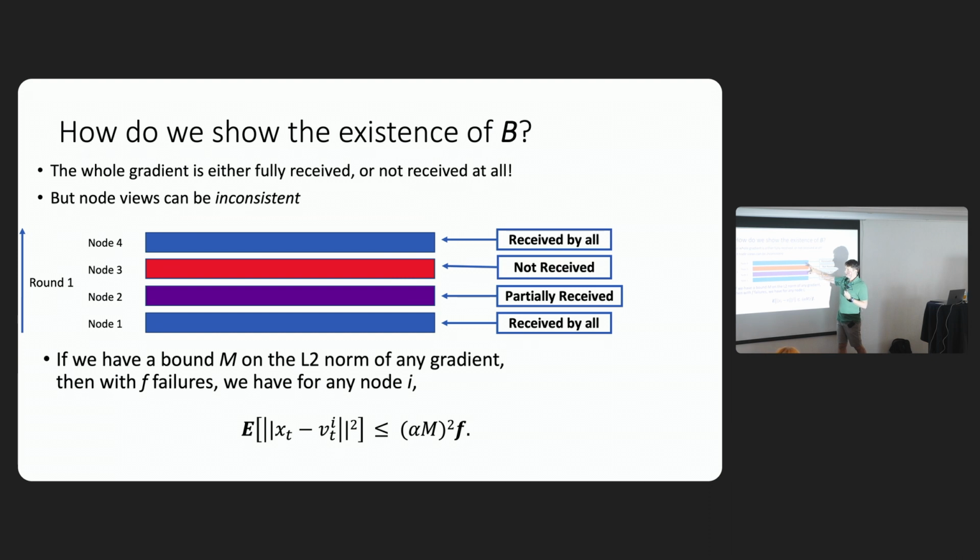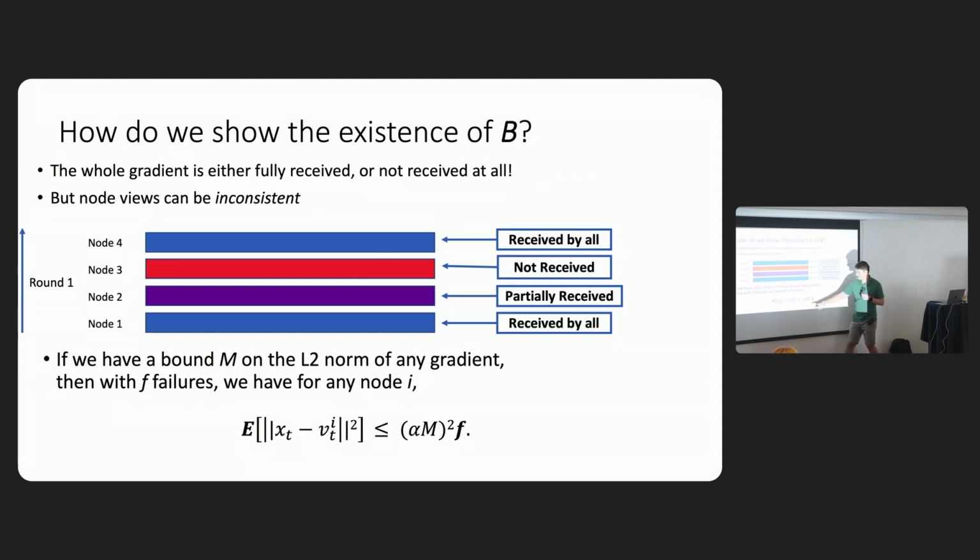If we want to bound the difference between everything that was generated, which is the sum of all gradients, minus whatever this node has received, notice that we can just bound it by the number of gradients that were not received times their norm, correct?